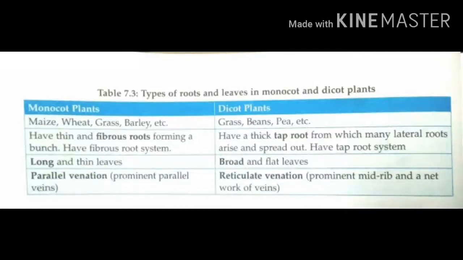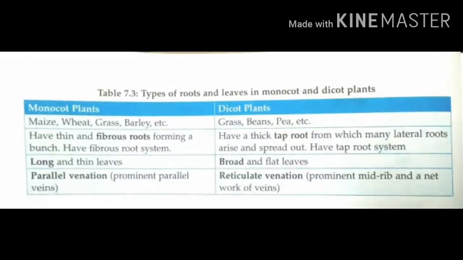These two cotyledons are visible when you remove the hard seed covering, that is, the seed coat. When we remove that seed coat, we can see the cotyledon. If there is one cotyledon, that is a monocotyledon seed. If there are two cotyledons, that is a dicotyledon seed. By this cotyledon, we can tell the type of roots and venation in the leaf.